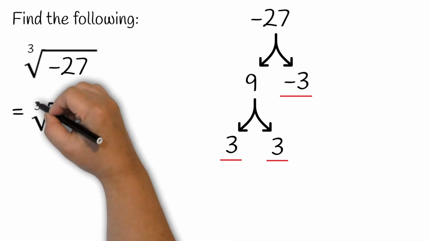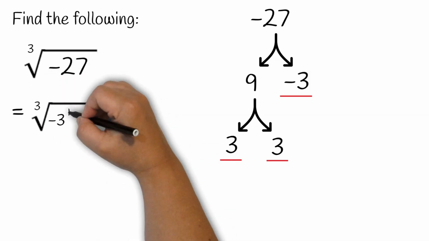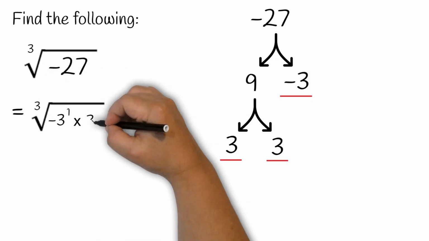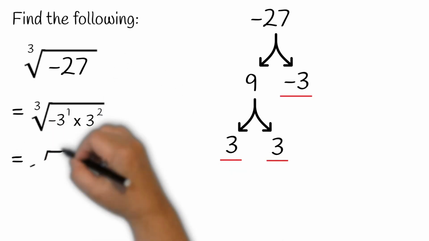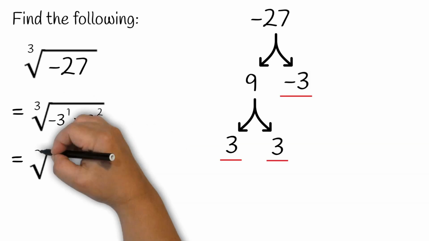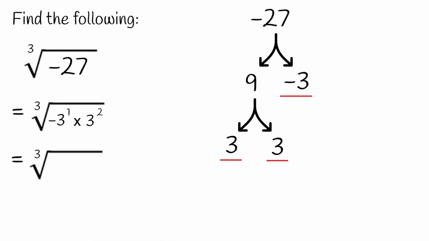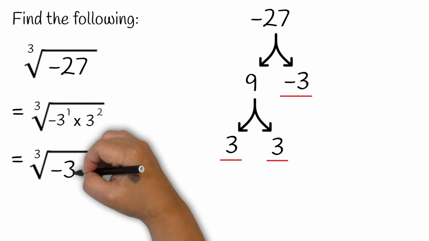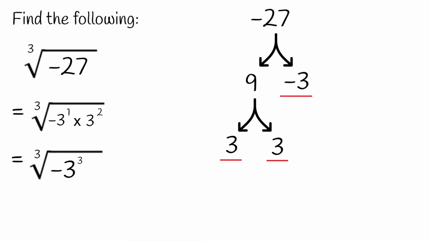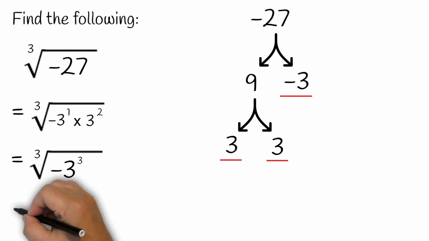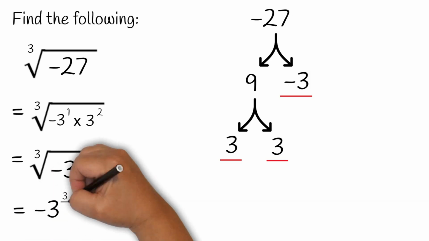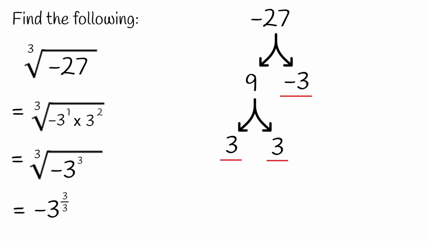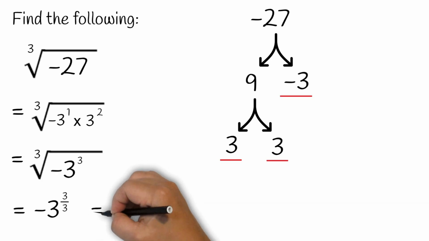So now we have negative 3 to the power of 1 times 3 to the power of 2. So we have the same base, which means we can just add the exponents. So then we have negative 3 to the power of 3, since a negative times a positive is equal to a negative. Now we have to divide the exponents. 3 divided by 3 is equal to 1, so that means the cube root of negative 27 is equal to negative 3.